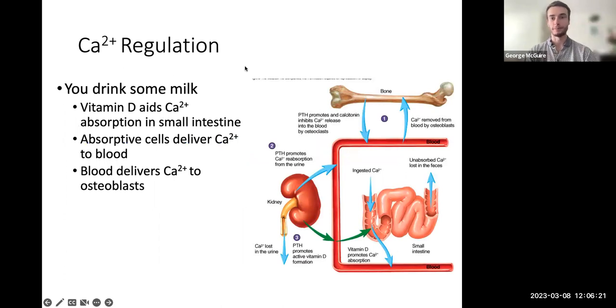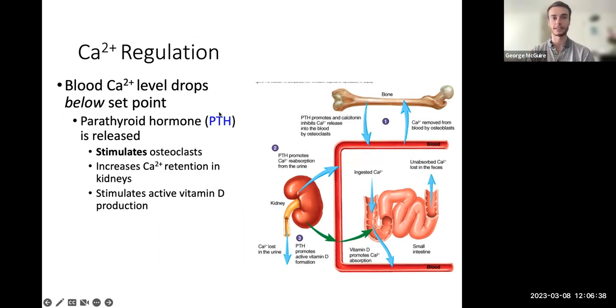And so say you drink some milk or enriched milk containing vitamin D, that vitamin D will aid in the absorption of calcium from our small intestine. It will aid in the delivery of that calcium throughout the blood to our osteoblasts, and then those osteoblasts will deposit it. When blood calcium levels drop too low, parathyroid hormone will be released in order to increase activity of the osteoclasts, which will break down our bone and release calcium.